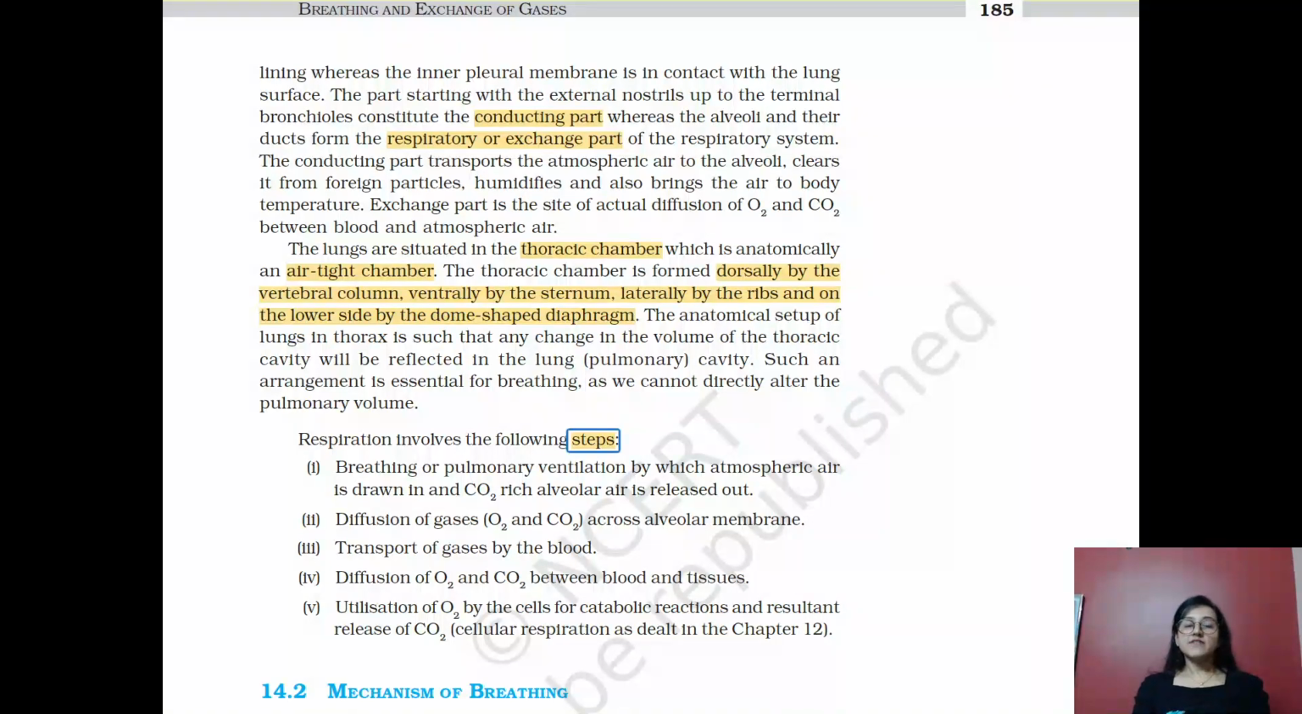So let's go through the steps of respiration once again. Firstly, breathing or pulmonary ventilation, by which atmospheric air is drawn in and carbon dioxide rich alveolar air is released out. Diffusion of gases, oxygen and carbon dioxide across alveolar membrane. Then transport of gases by the blood. Next, diffusion of oxygen and carbon dioxide between blood and tissues. And finally, utilization of oxygen by the cells for catabolic reactions and resultant release of carbon dioxide.